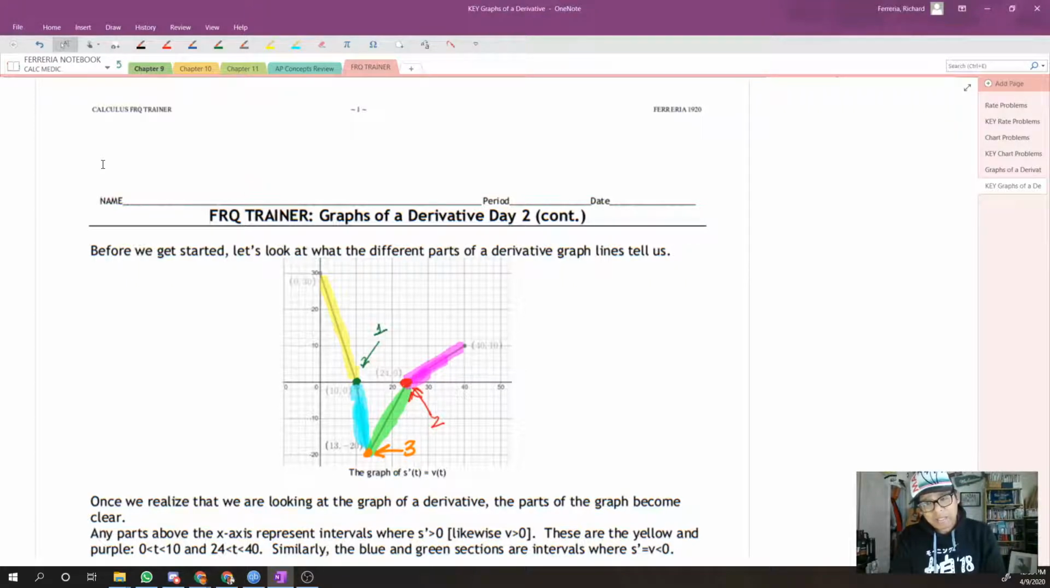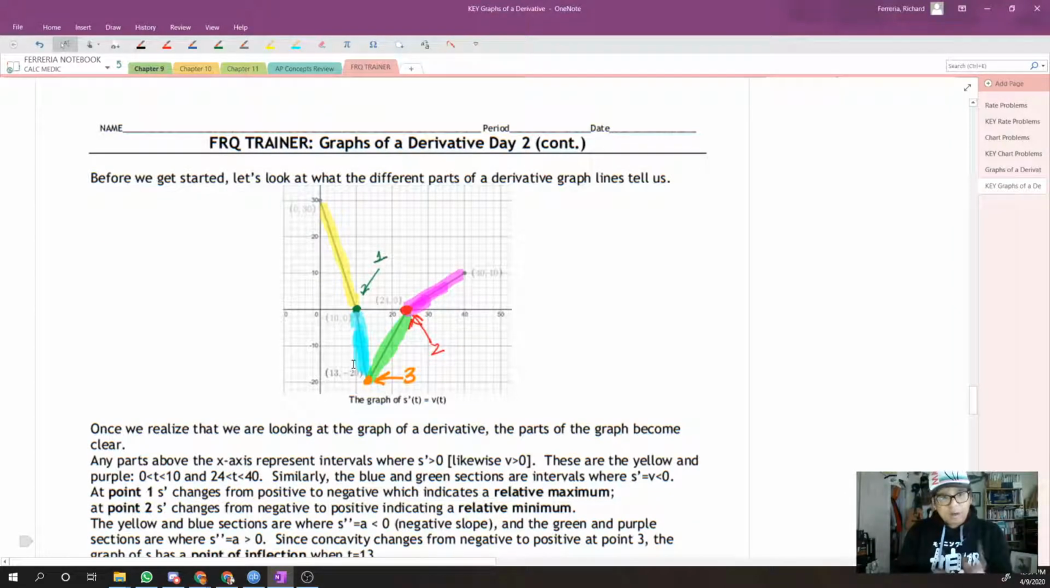And that relates nicely to point number 2, because point number 2 is in exactly the opposite situation. In the green section to the left of point 2, the velocity is negative. In the pink section to the right of point 2, the velocity is positive. So if the velocity changes from negative to positive, first of all, that's going to be a place where the plane turns around. So the plane turns around at point 2. And that's furthermore a relative minimum.